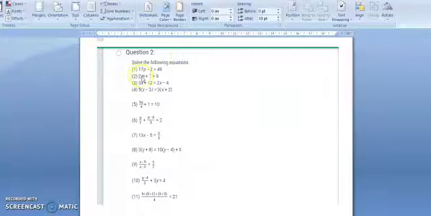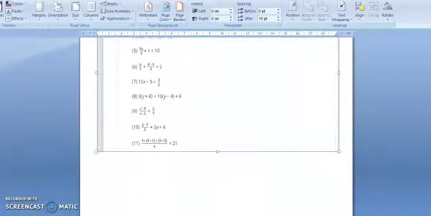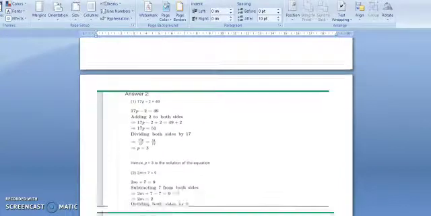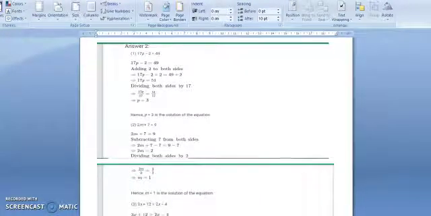Okay. So the equations given are, first one, 17p minus 2 equals to 49. And we have to find the solution with the help of the method we have already studied. So 17p minus 2 equals to 49. Now to eliminate this 2, what we do?